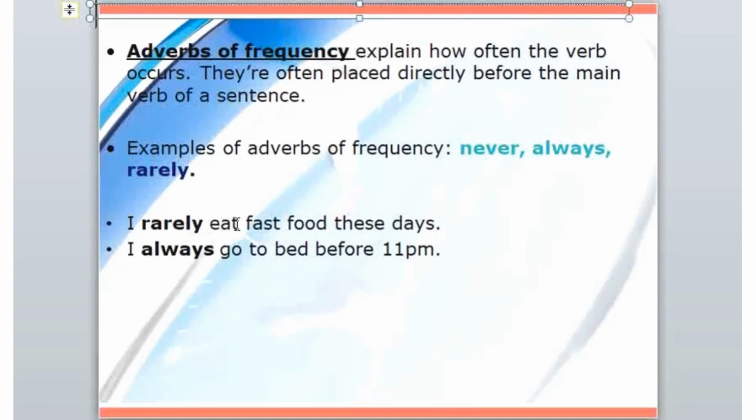I rarely eat fast food these days. Next example. I always go to bed before 11 p.m. Now you see, students, I hope that was very clear to you and it's easy to understand. These are the basic kinds, okay? Now for that we'll come to the next exercise.